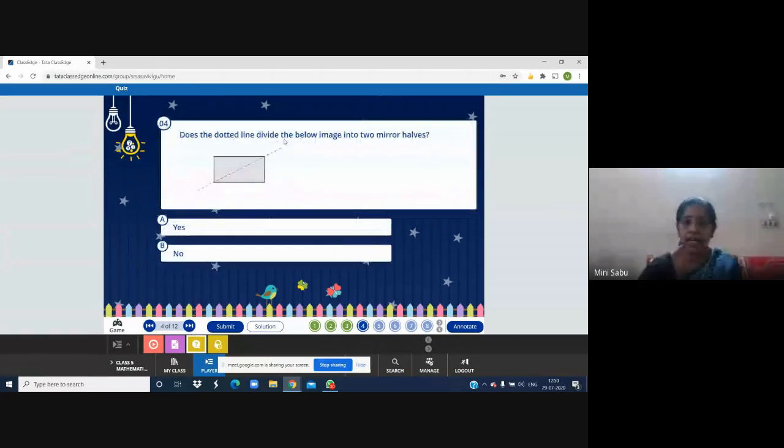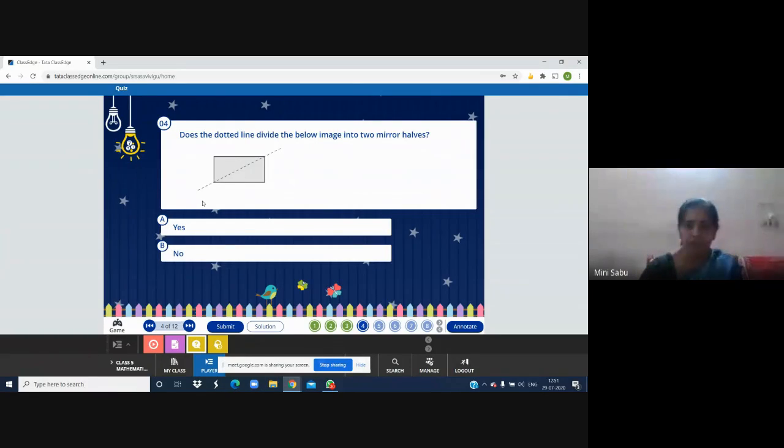Does the dotted line divide the below image into two mirror halves? This we have seen in the video. In the video, we had a rectangle, and two lines of symmetry were shown. One vertically like this, and one this way like this. This is corner to corner. This is called diagonally. So you can also try with a rectangular sheet of paper. If you cut along this, and if you try to keep one over the other, they do not coincide.